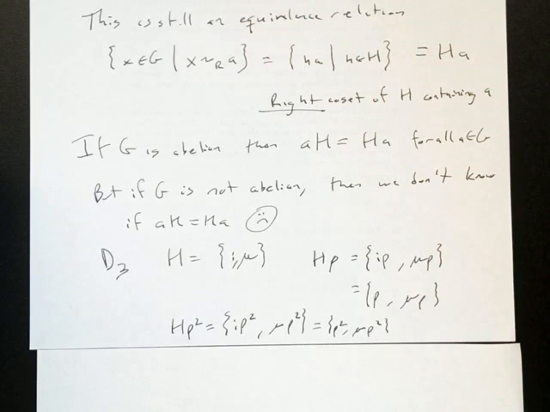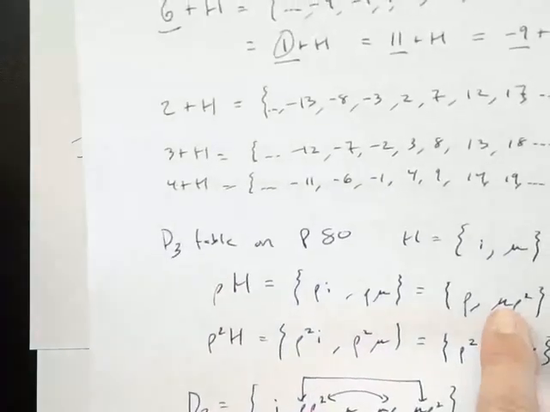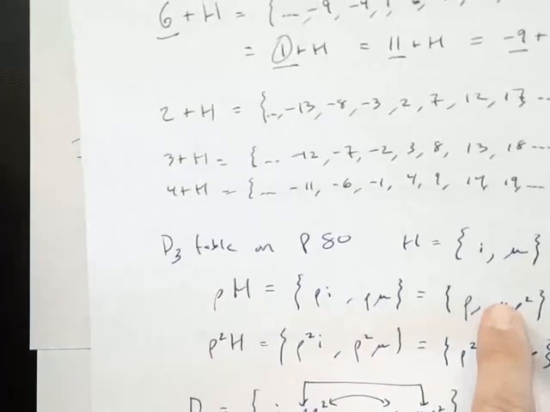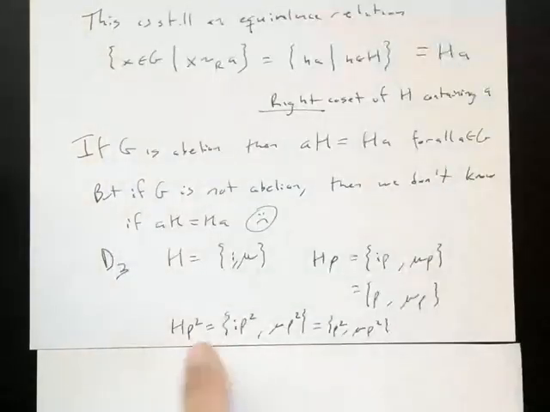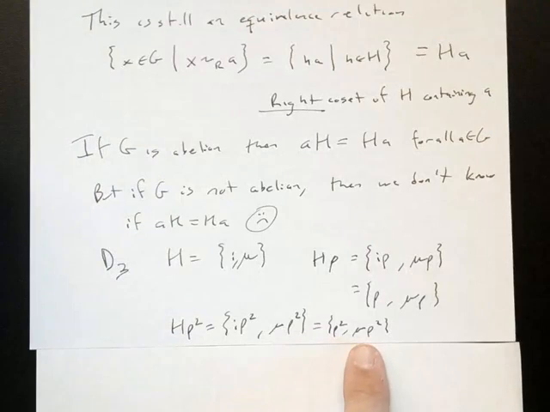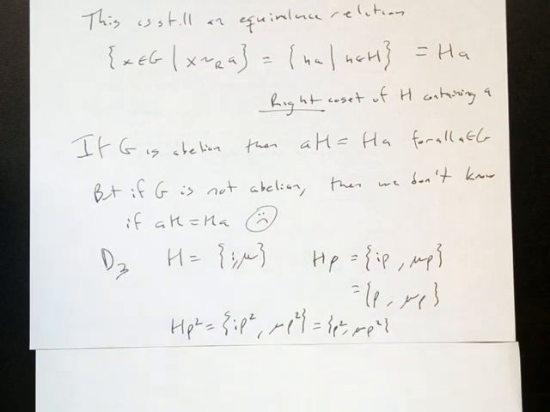At which point, I go back and I look. H times P, P times H, they're different. P squared H is P squared and mu P. HP squared is P squared and mu P squared. These two spots are reversed between the left cosets and the right cosets. They're different. Is it always that way? No. Is it often that way? Yes, but not always.